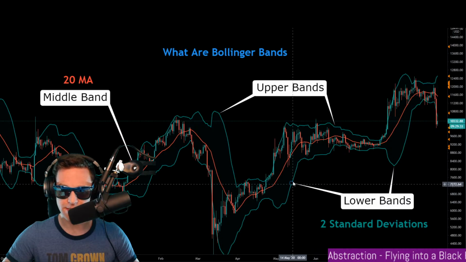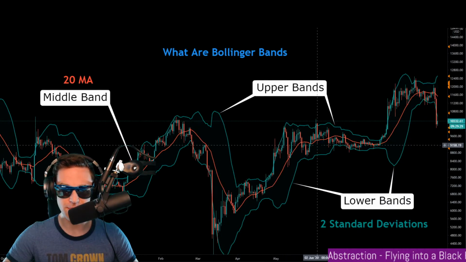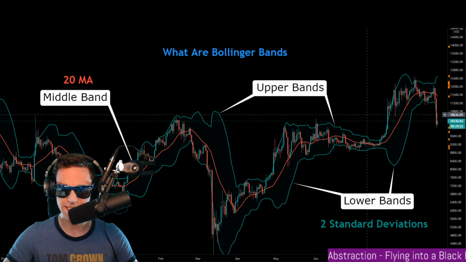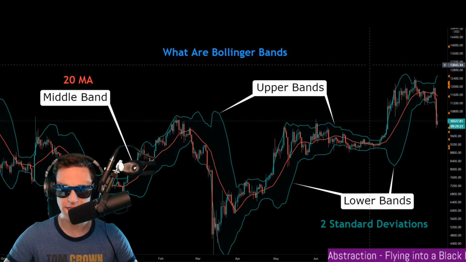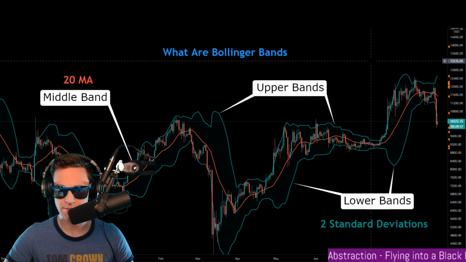The lower and upper bands are simply calculated by taking the middle 20 moving average and moving it 2 standard deviations. For the lower band, 2 standard deviations down. For the upper band, 2 standard deviations up.